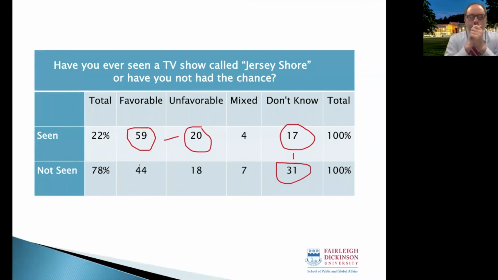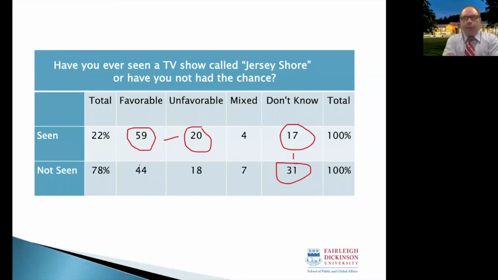So what we find here, I've circled, right? If you've seen the show Jersey Shore, then you are 3 times more likely to have a favorable than an unfavorable view of New Jersey. If you have seen the show, you are 50% more likely to have a favorable view of New Jersey than people who didn't see it.